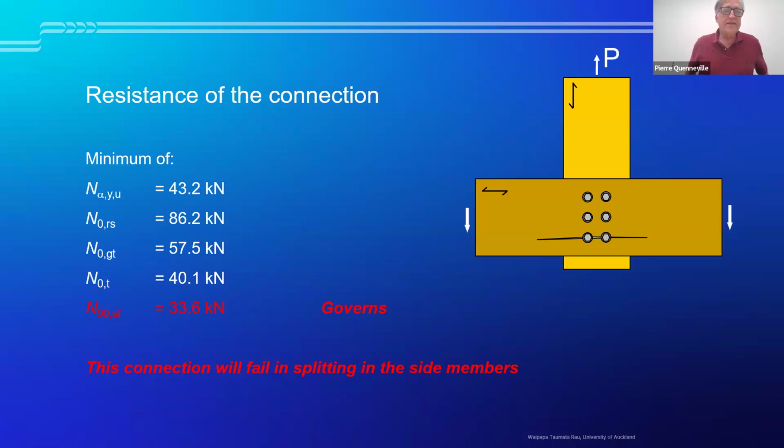So for this type of connection, the splitting of the side members would govern. In this case, the load path is quite simple. It goes from the vertical to the side member through the bolts, and really the different failures in both the vertical and the side members take into account the resistance of the connection.